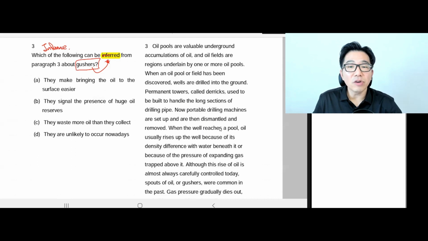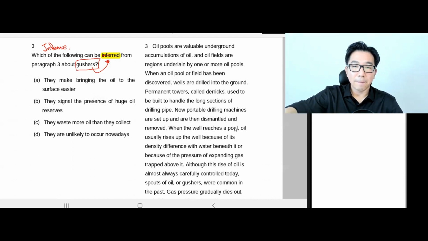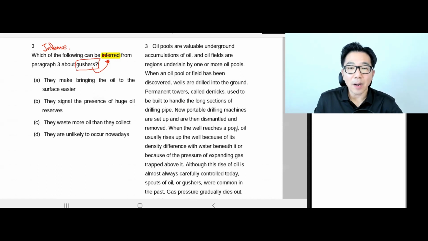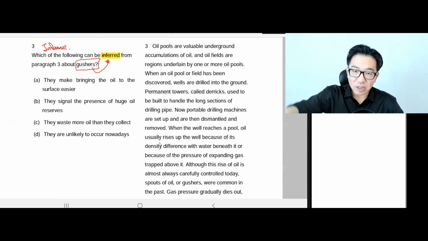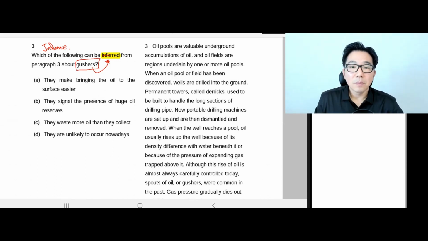When the well reaches the pool, okay, so you drill the well under the ground, and when it reaches the oil pool, jackpot, oil usually rises up the well. Good. So you drill in, and oil usually rises up the hole. Because why? Because of its density difference with the water beneath it. Okay. So that's the first reason.